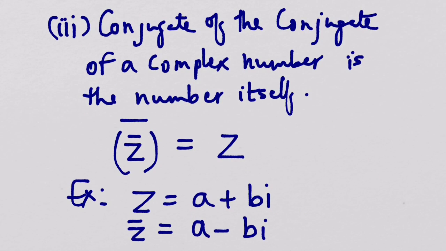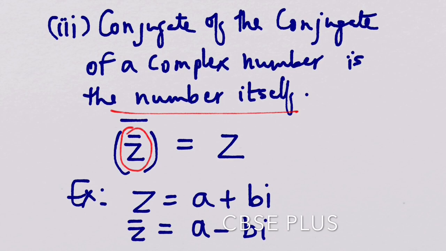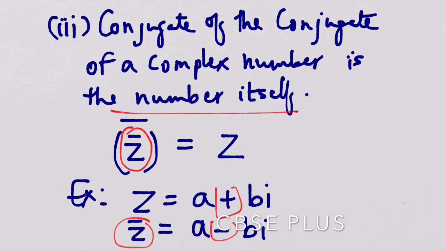Now the third property is that the conjugate of the conjugate of a complex number is the number itself. We do the conjugate two times. First we find the conjugate of this number, and again we find the conjugate one more time. So if z is equal to a plus b iota, then the conjugate of z will be a minus b iota. We change the plus to minus.